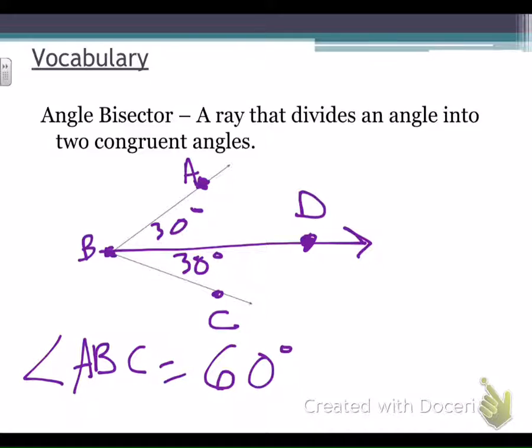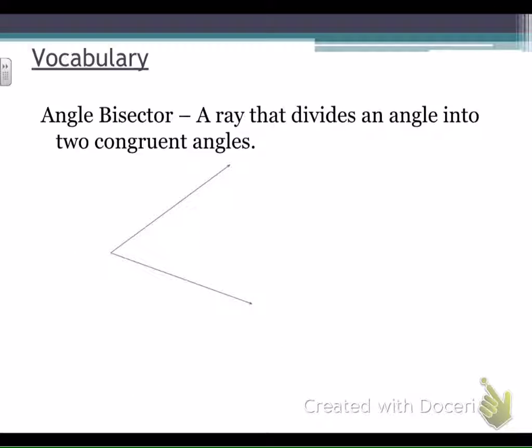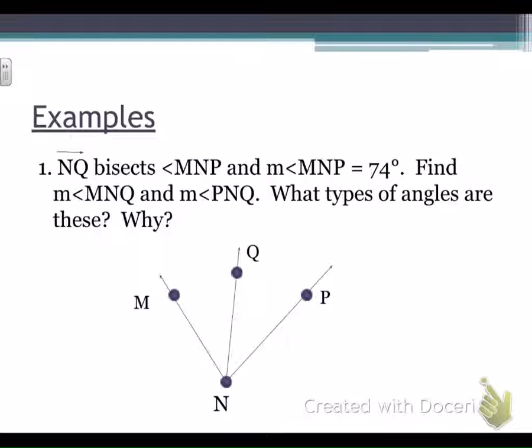So trace over. If it's asking you for ABC, trace over with a pencil or a pen. Okay, I need to find the big angle. Okay? If they're asking you for ABD, okay, trace over ABD. They're asking for DBC, DBC. Okay, so you know you're answering the correct question. All right.